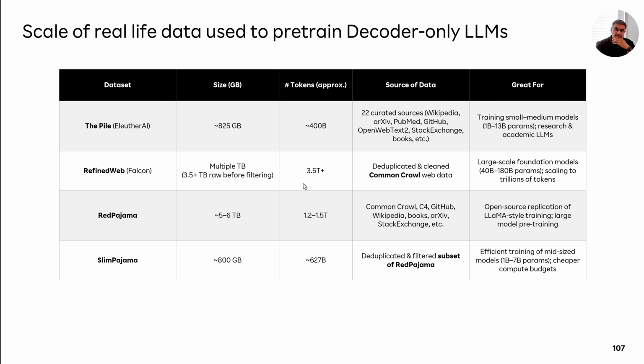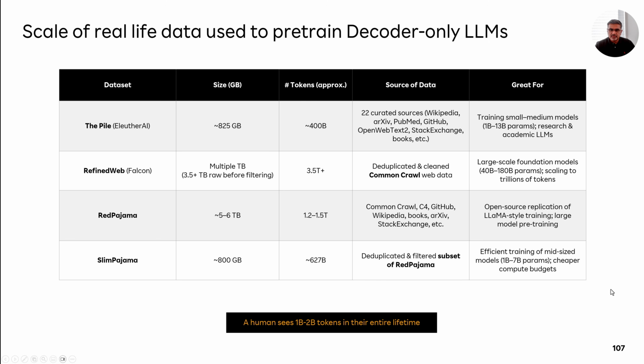There's the common internet crawl data, and these are used for training large models like 40 billion to 180 billion parameter models, and so on. So they are all very large. If you notice, even the smallest of language models sees triple-digit billion tokens, and the typical large language models see trillions of tokens. By comparison, an average human sees about 1 billion tokens in their entire lifetime.